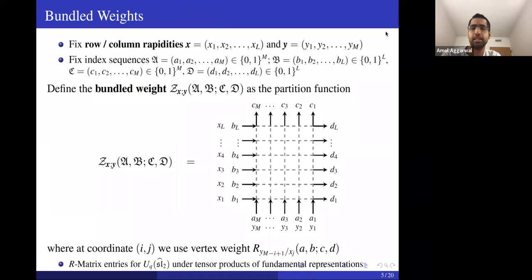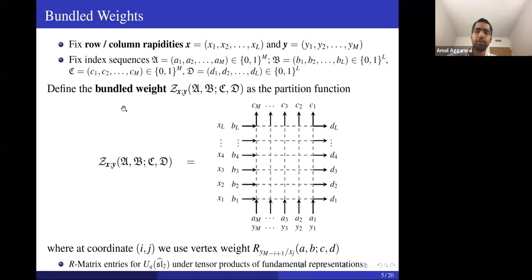So these A, B, C, and D you should view as parameterizing boundary conditions for the model on an L by M square. So the square that I have in mind is this one over here. On the bottom, paths enter according to this M-tuple A. So if A1 is 1, then I have an arrow entering here, and if A2 is 0, then I have no arrow entering here. Likewise, B is indexing the boundary condition along the left boundary, C along the top boundary, and D along the right boundary.